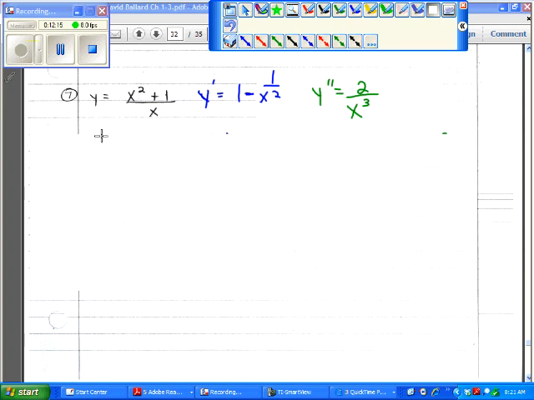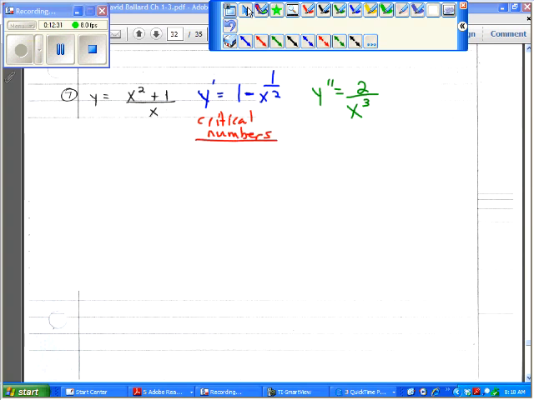So we'll go after those critical points and all of that. A critical point, you find those in what? First or second derivative? First derivative. Critical numbers are numbers that make the first derivative 0, and an x equals 0 would make it undefined. Test points are ones that would make the second derivative undefined, and x equals 0 would make the second derivative undefined.